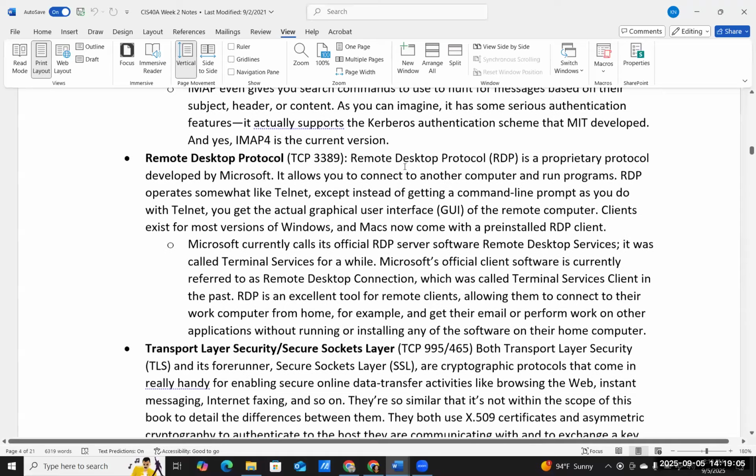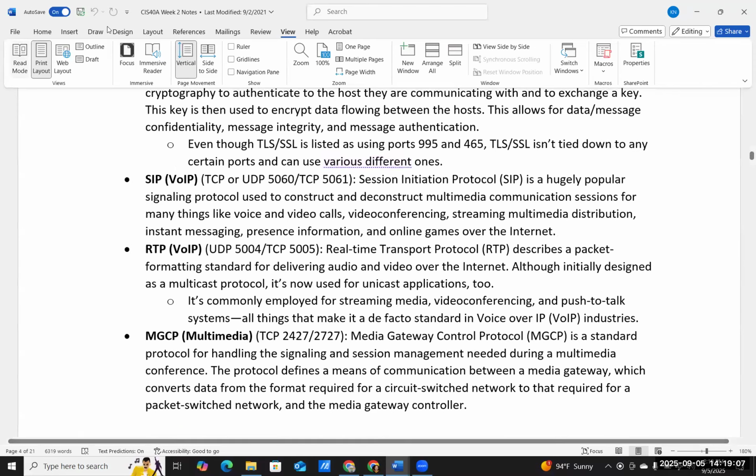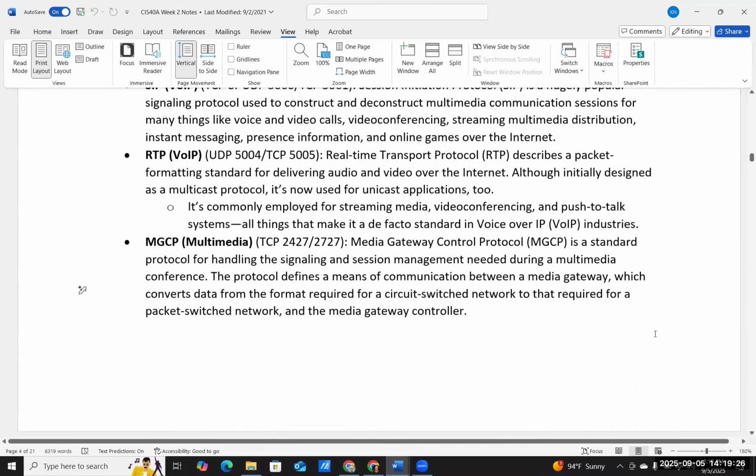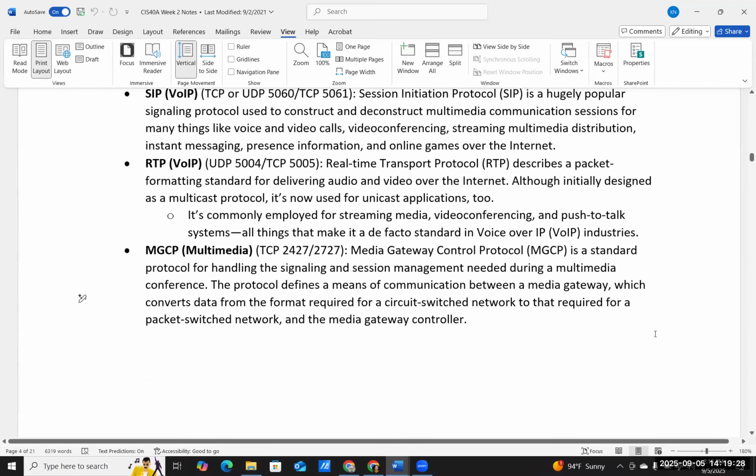Okay, so look through this, and I know that might be a lot. I didn't talk about RTP, but you can see that it stands for Real-time Transport Protocol. This is for audio and video over the internet. Also, along with your SIP, which is used for voice over IP. And then additional ones like Media Gateway Control Protocol for session management and multimedia conferences.